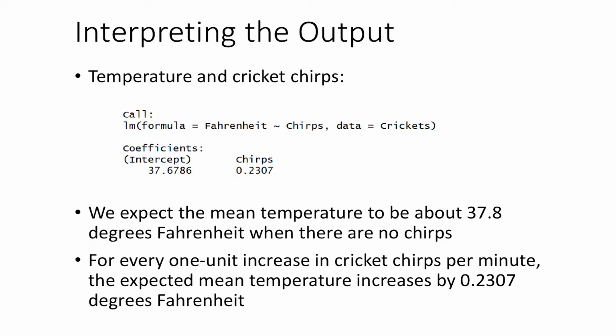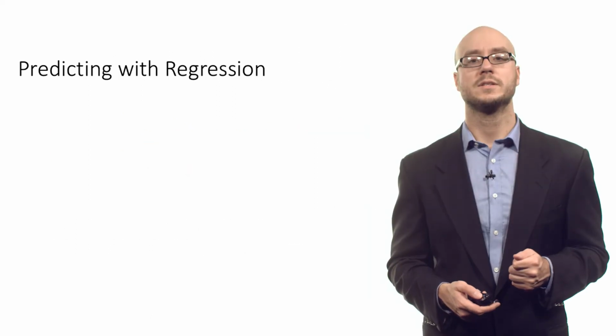What the intercept tells us is the expected mean temperature when x equals 0. So in this case, we expect the mean temperature to be about 37 degrees roughly when there are no cricket chirps. The slope tells us for every 1 unit increase in cricket chirps, the expected mean temperature is going to increase by 0.23 degrees Fahrenheit. So for every 1 unit increase in cricket chirps, the expected mean temperature will increase by 0.23 degrees Fahrenheit.